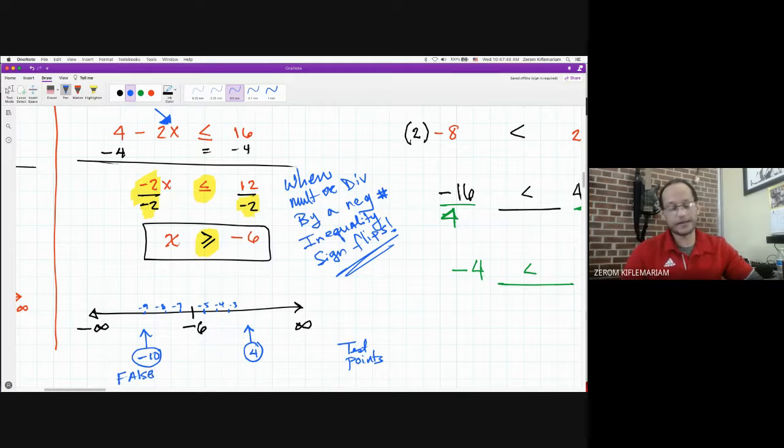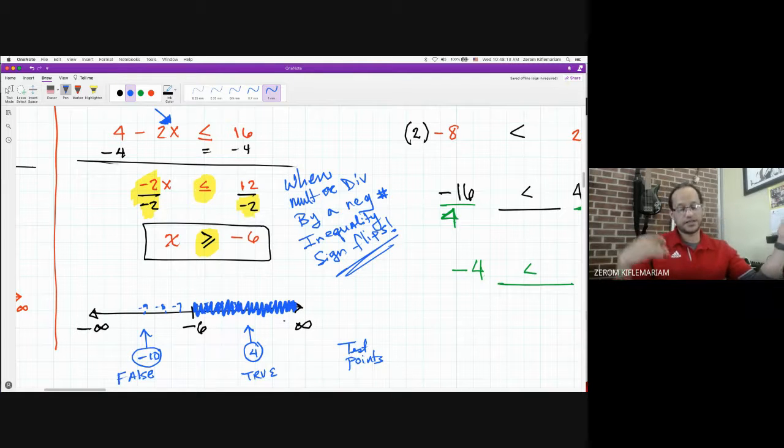What about if I plug in 4? What happens? 2 times 4 becomes 8. 4 minus 8 will become -4. Is -4 less than or equal to 16? That will be true. So I am going to shade the true side. Meaning any number from the shaded area, if I plug it into the original question, it should make the left side equal or true to the right side.